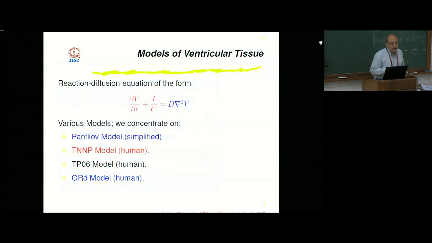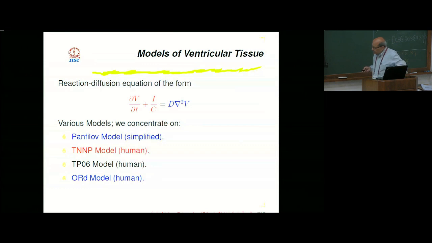Now, what do the models look like? By models, I mean mathematical models, not the way in which a biologist uses the term model. So they're really reaction diffusion equations. V is the transmembrane potential. I is the current density in cardiac tissue. C is a capacitance density. Here is a term that allows for coupling between different cardiac myocytes. And at the simplest level, we can think of D as a scalar. But of course, in real cardiac tissue, it's a tensor. And I will get to that later in the talk.